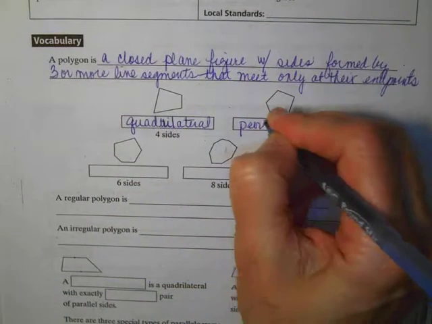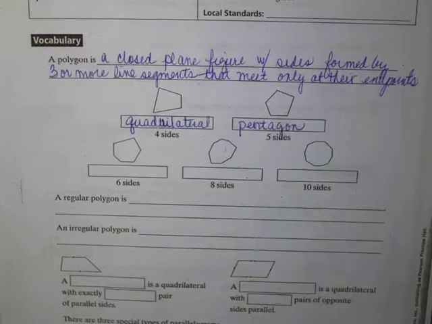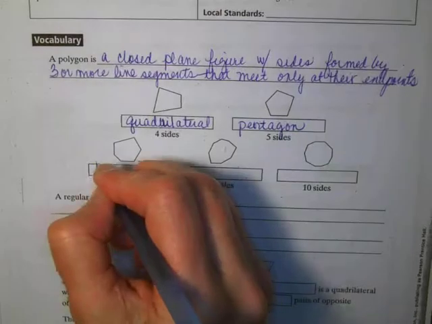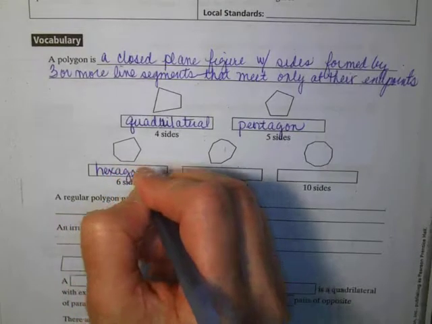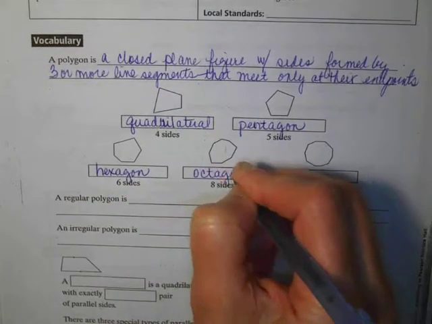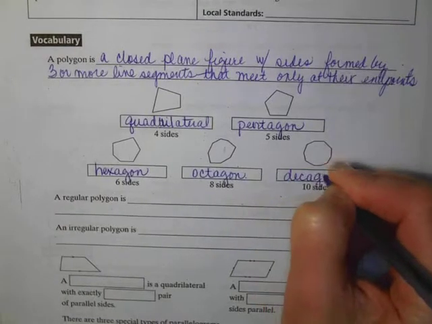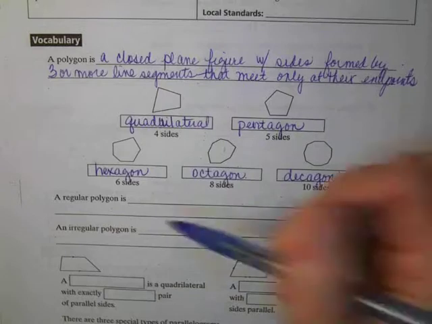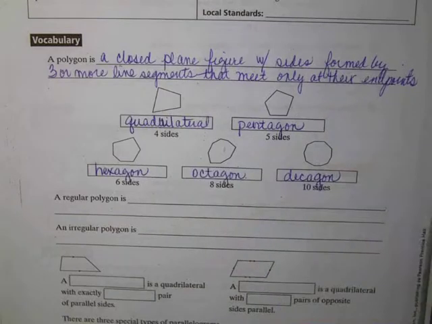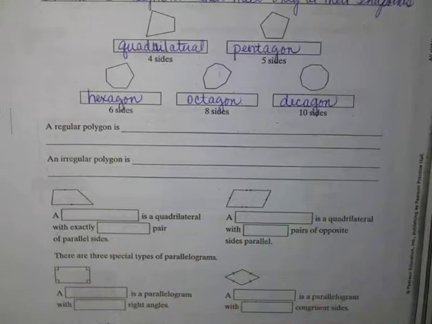Something with 5 sides is a pentagon, P-E-N-T-A-G-O-N. A 6-sided shape is a hexagon. An 8-sided shape is an octagon. And a 10-sided shape is a decagon. A 7-sided shape that they don't have on here is a heptagon, and a 9-sided shape is a nonagon. So those are 2 others that aren't pictured here that are pretty common that we might see.